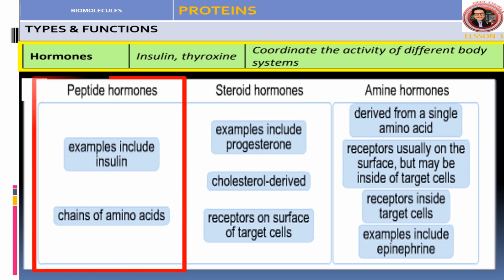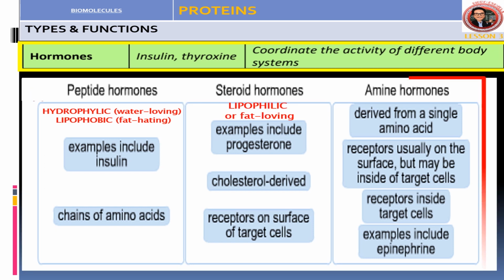Peptide hormones are hydrophilic or water-loving and lipophobic or fat-hating, meaning they cannot freely cross the plasma membrane. Peptide hormones include insulin, glucagon, leptin, ADH or antidiuretic hormone, and oxytocin. Lastly, amine hormones are derived from the amino acid tyrosine and include adrenaline, thyroxine, and triiodothyronine. Amine hormones do not all share identical properties and have properties common to both the peptide and steroid hormones.